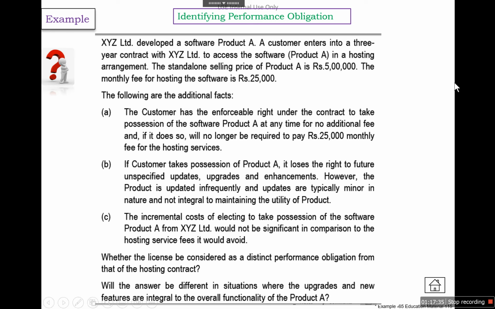XYZ Limited develops a software product A. A customer enters into a 3 year contract with XYZ to access the software in a hosting arrangement. The standalone selling price of product A is 5 lakh. The monthly fee for hosting the software is 25,000. Following are the additional facts. The customer has the enforceable right under the contract to take possession of the software A at any time for no additional fees, and if he does so, will no longer be required to pay the 25,000 monthly fee.